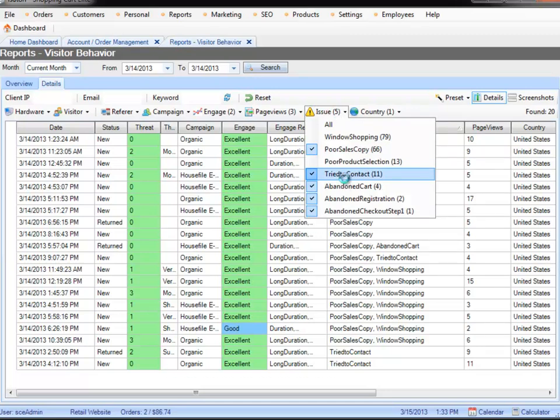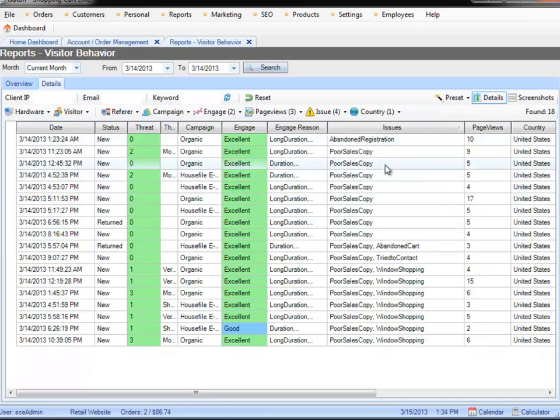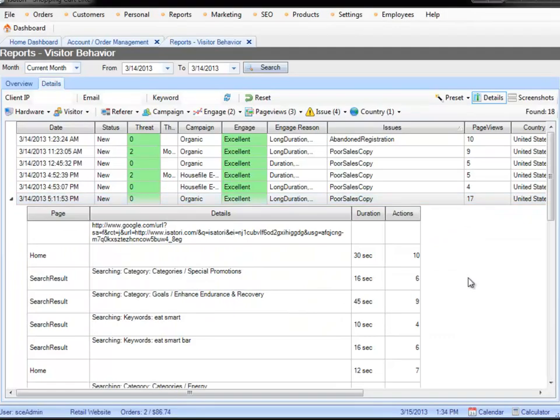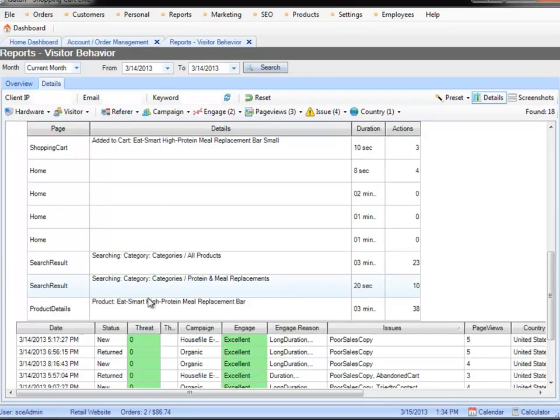Now we're down to product sales copy, which was a big issue for him. It was just really hard to read. He had way too much content there. It was all blending in. There was no pictures. It was very, very boring. So like this guy had 17 page views. He spent 3 minutes on this particular page, right? So we can say, okay, let's open up a screenshot for this particular page.